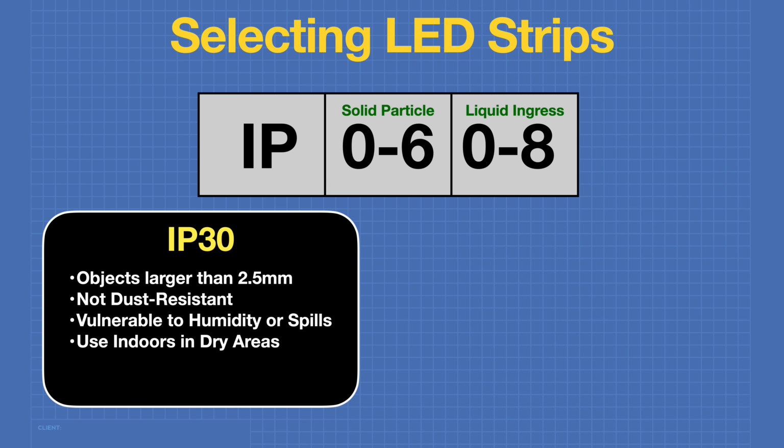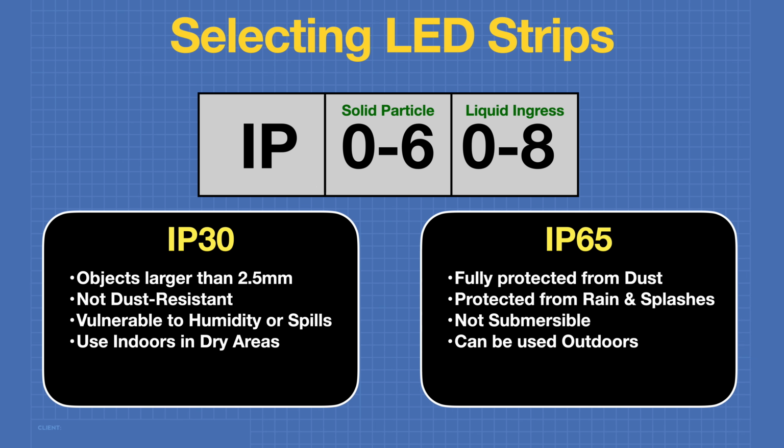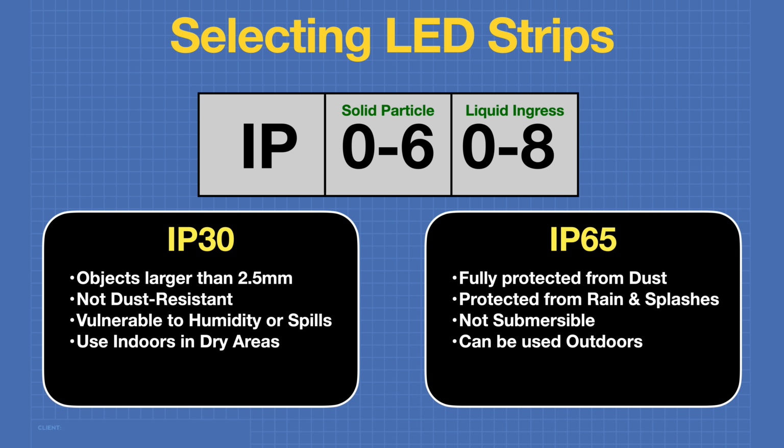One common rating is the IP30. This is for objects larger than 2.5 millimeters, and it isn't dust resistant. It's vulnerable to humidity and spills and should be used indoors in dry areas. As a bonus though, these are very easy to work with, especially if you have to cut and solder them. The IP65 is fully protected from dust and is protected from rain and splashes.